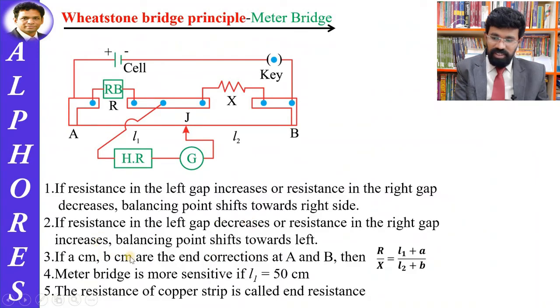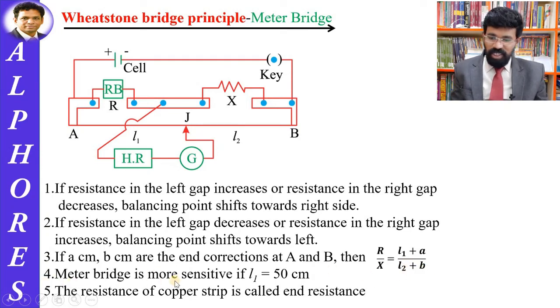So if a centimeter and b centimeter are the end corrections at A and B, then R by X can be written as, earlier without considering end corrections, we have written it as L1 by L2. If extra length, whatever possible length is there, is also considered, on the left side, starting from A, what will be the length? L1 plus a. On the right side, starting from B, the length will be L2 plus b. Okay, so this is one conclusion.